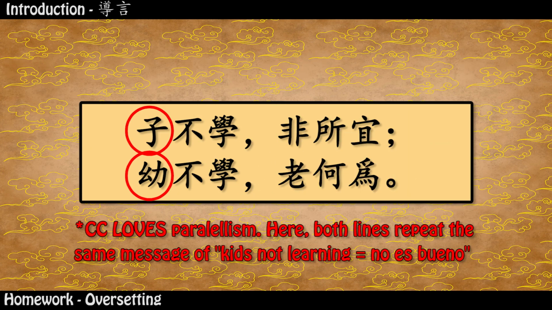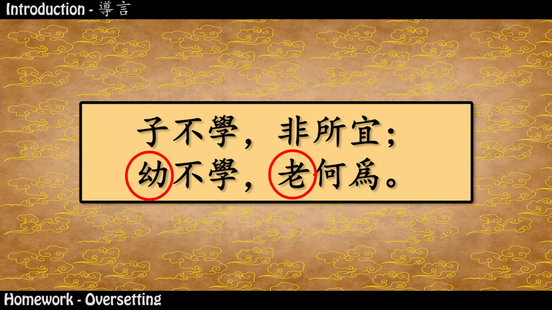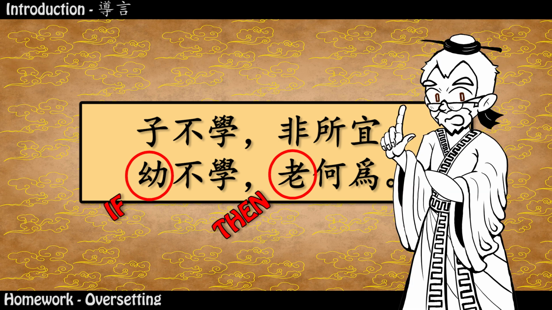Since the 6 characters before, 子不学非所宜, puts forward 子, child, children as the topic, we should see the following lines as running with the same theme. Furthermore, in 又不学老何为, we should read the passage as setting 2 stages of human life against each other, youth and old age, while asking the rhetorical question, if one does not study in youth, then what can you do in old age? And yes, the if-then construction is not present in the original, but it is quite strongly hinted at.